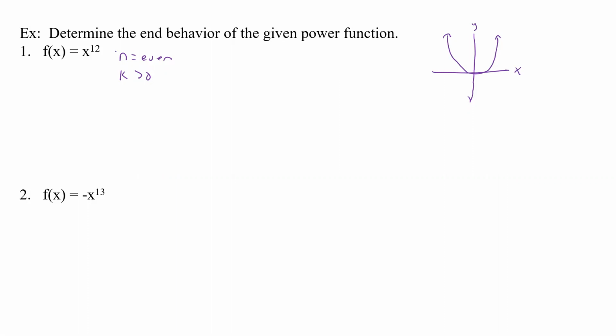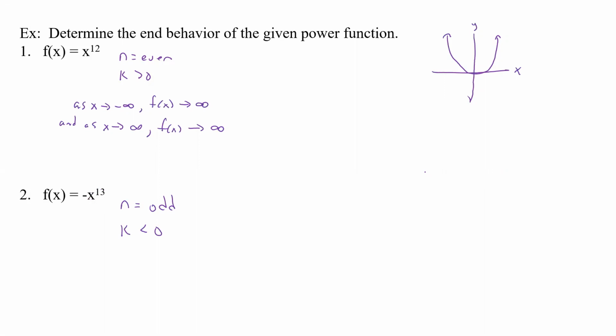So what we'll say is the end behavior. As x goes to negative infinity, f of x goes to positive infinity. And as x goes to positive infinity, f of x is going to go to also positive infinity. It's going to go up, okay? All right, what about this one? X to the odd. So here n is odd, and we have k less than 0.